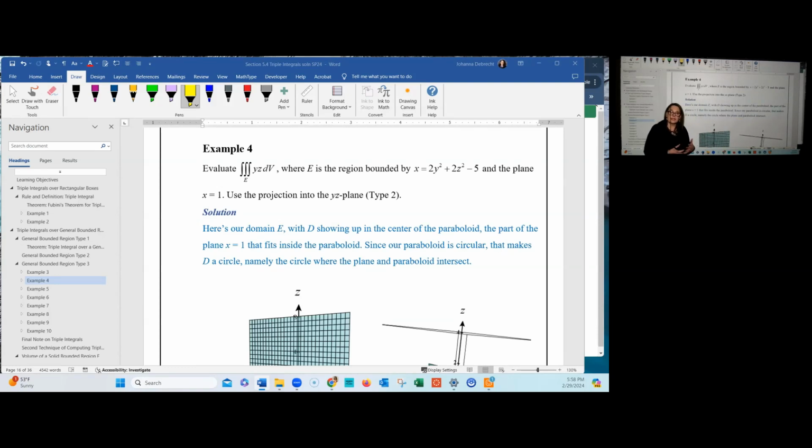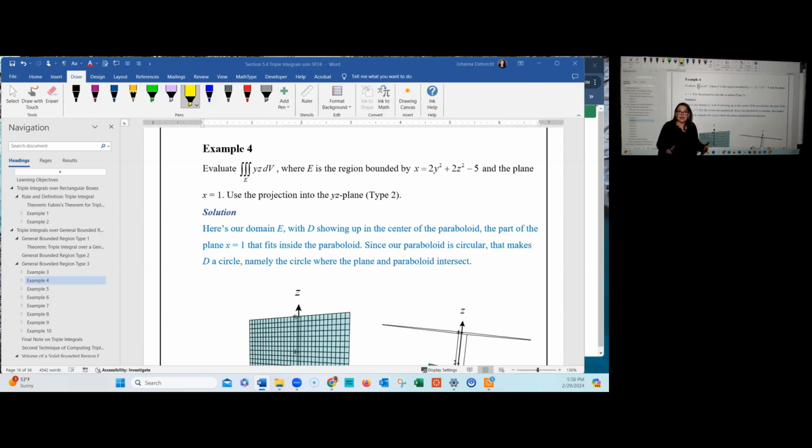Let's take a look now at example 4. In example 4, we want the triple integral over a region E bounded by 2y squared plus 2z squared minus 5 equal x, and the plane x equal 1. Our function is y times z. This is our function of 3 independent variables, x, y, and z.